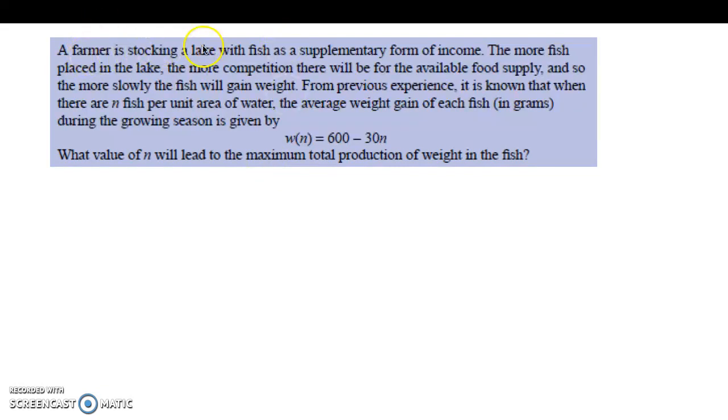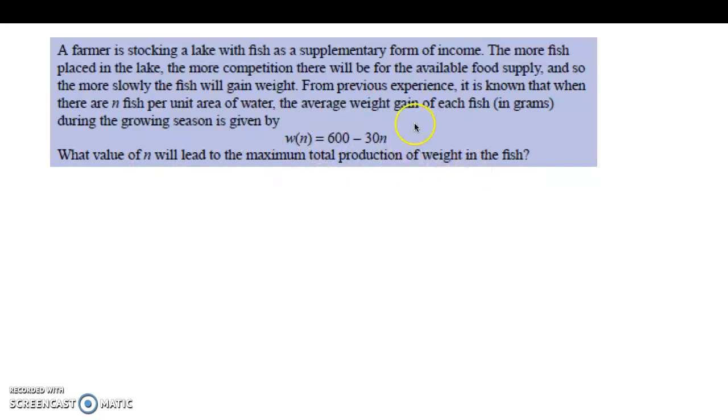A farmer is stocking a lake with fish, trying to make some money. The more fish placed in the lake, the more competition there will be for available food, so the more slowly the fish will gain weight. From previous experience, it's known that when there are n fish per unit area of water, the average weight gain of each fish in grams during the growing season is given by the function. What value of n, the number, will lead to the maximum total production of weight in the fish?